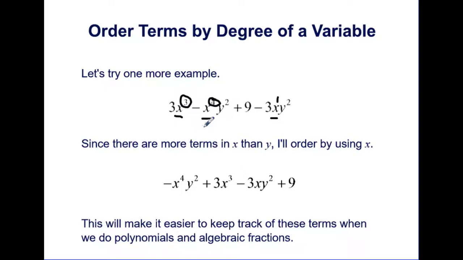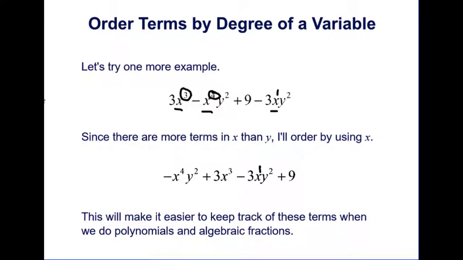So we'll put the degree of 4 first, so negative x to the fourth y squared. Then we'll have our degree of 3, 3x to the third. Our degree of 1, and finally, our degree of 0, that's a constant. So this will make it easier to keep track of these terms when we do polynomials and algebraic functions. Again, just an easier way of seeing the expression, and it keeps us nice and organized.